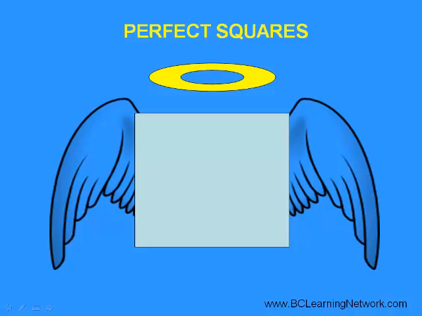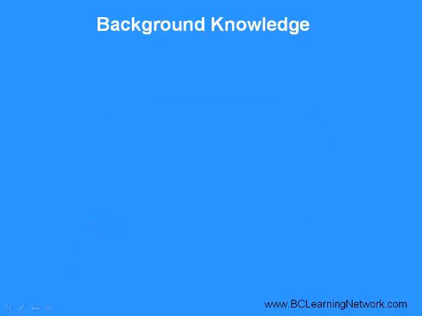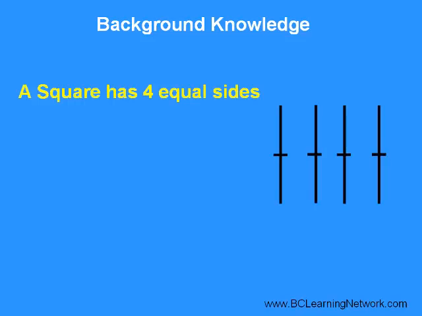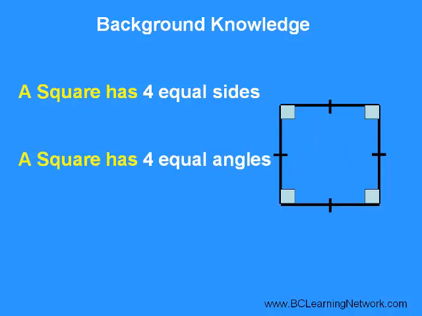This lesson is on perfect squares. We'll begin by reviewing the properties of a square. A square has 4 equal sides. A square also has 4 equal angles. Do you remember the measure of each angle? Each angle measures 90 degrees.